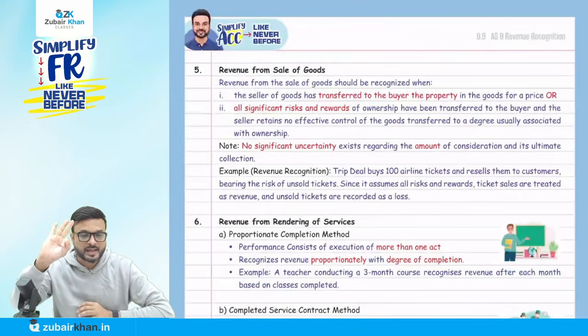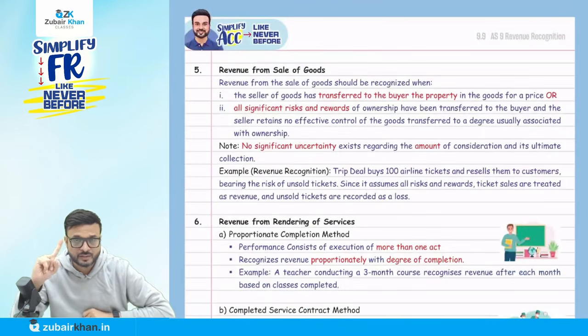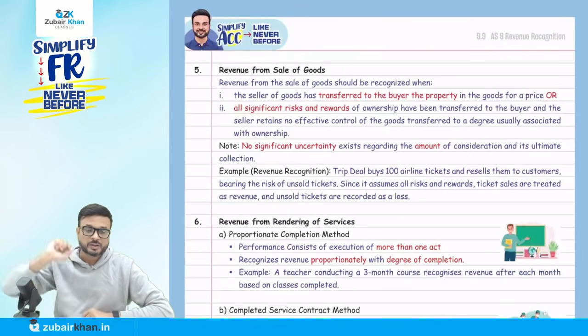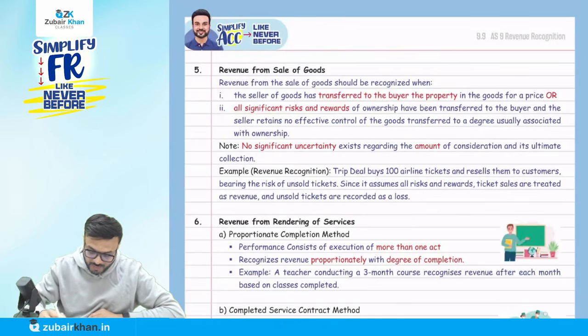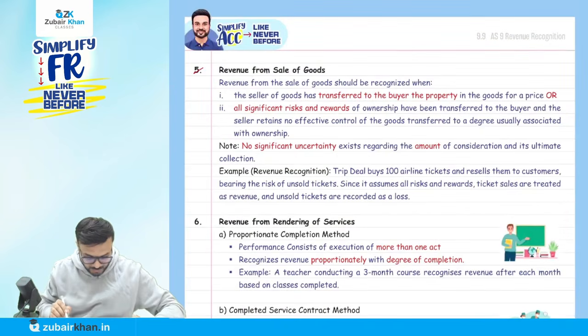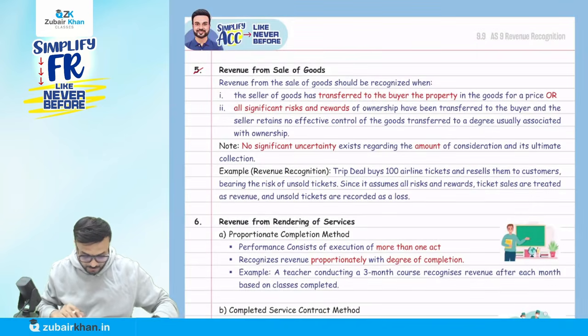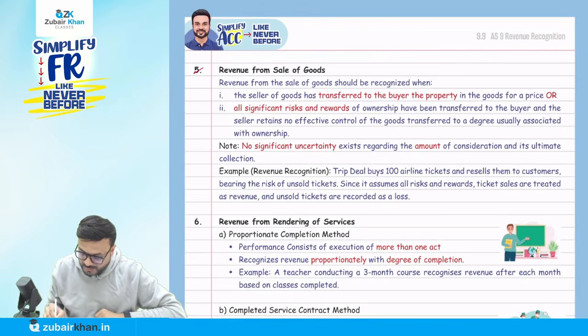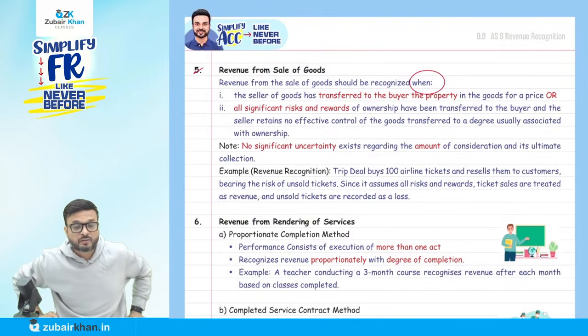Okay, 3 things I'm going to discuss with you. First, sale of goods, then services, and then interest, royalties, and dividend. So let's start with point number 5, revenue from sale of goods. Listen carefully. They say revenue from sale of goods should be recognized. When should I recognize revenue from sale of goods?